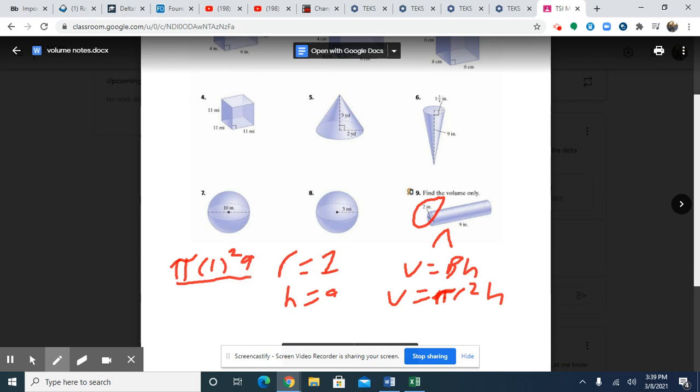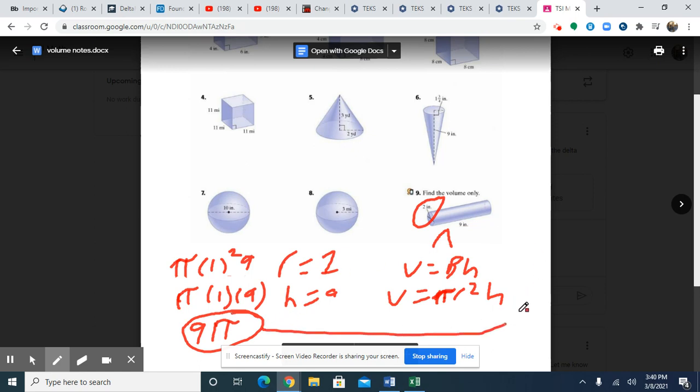Sorry, not divided, just pi r squared times height. So 1 squared would give us 1. 1 times 1 is 1, so then 1 times 9 would give us 9, and we could just leave the answer in terms of pi, which is 9 pi. So the volume of the cylinder is 9 pi.